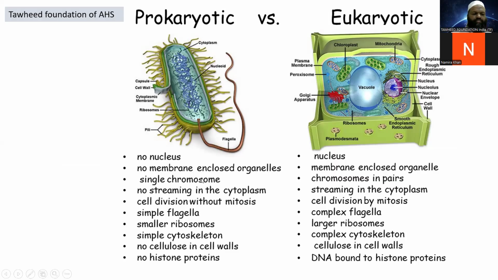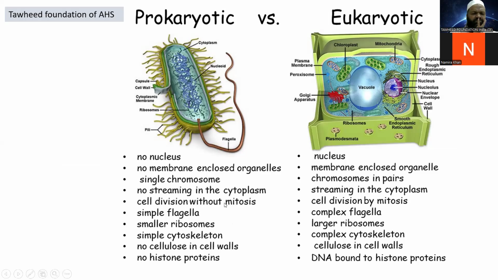Chromosomes: prokaryotic cells possess a single circular chromosome without histone proteins. Eukaryotic cells have chromosomes arranged in pairs that are linear and associated with histone proteins, allowing complex DNA packaging and regulation. Cytoplasmic streaming: prokaryotic cells have no cytoplasmic streaming. The cytoplasm is relatively static. Eukaryotic cells exhibit cytoplasmic streaming, a movement of cytosol and organelles that helps distribute nutrients and molecules within the cell.